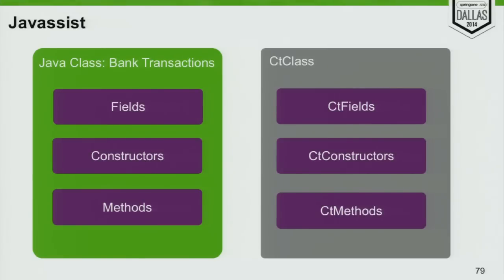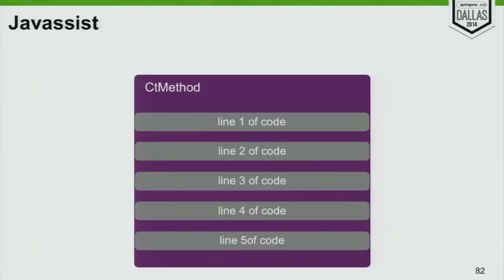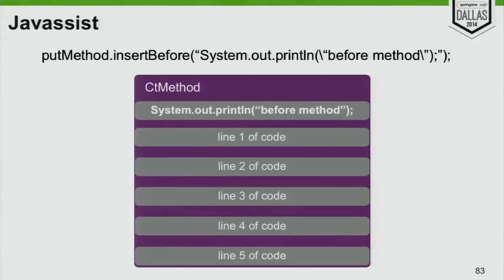Really creative on the naming there. And so going back, we have our class pool, which has our CT class objects. We can grab a CT class object, and from there, grab any method on it. And on the method, we can now start making modifications. So we have a CT method with lines of code. We can insert code at the beginning using the insert before command.